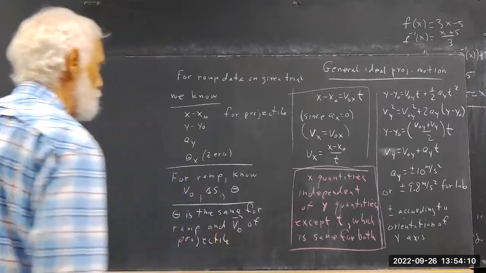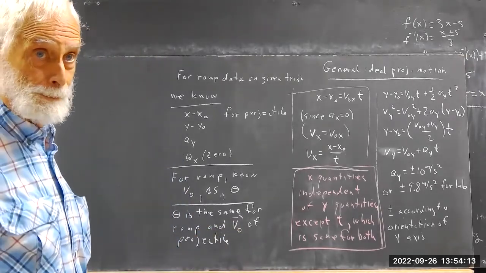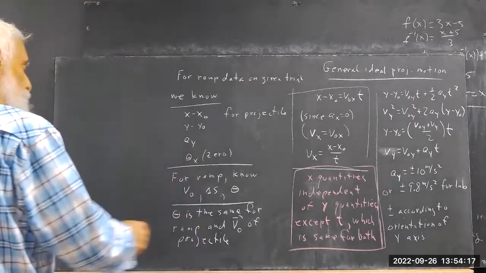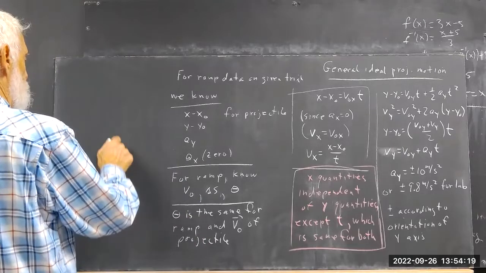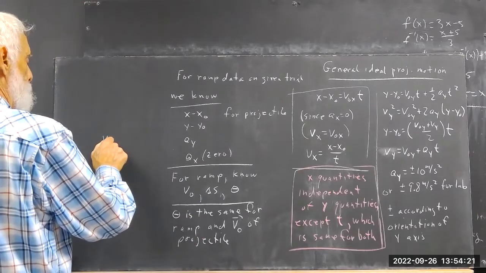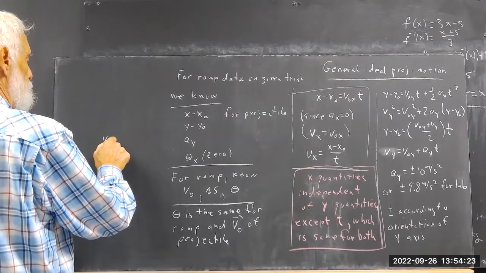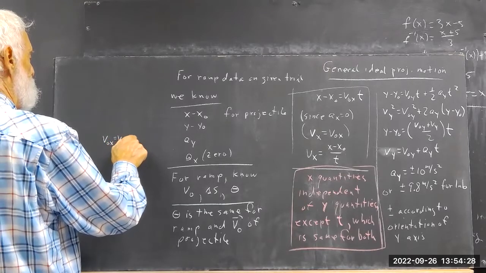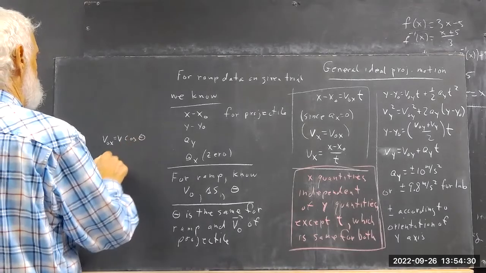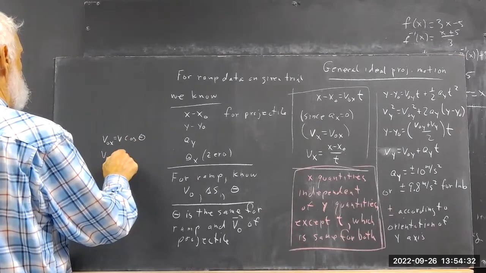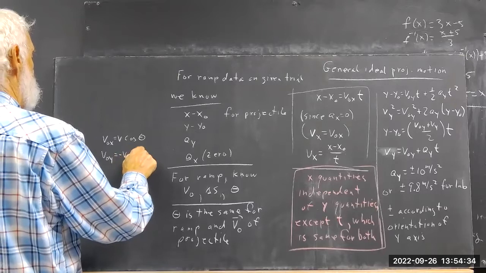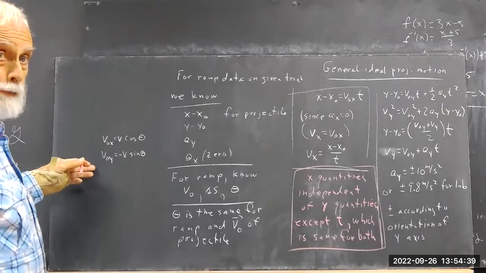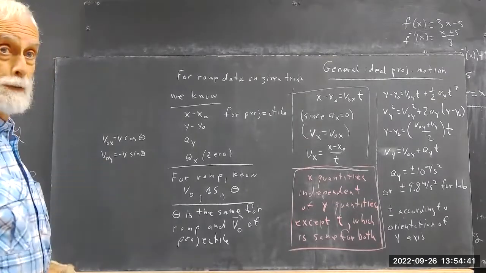For the ramp and the initial velocity of the projectile, knowing theta, at least we know that v naught x is v cosine theta, v naught y is negative v sine theta.